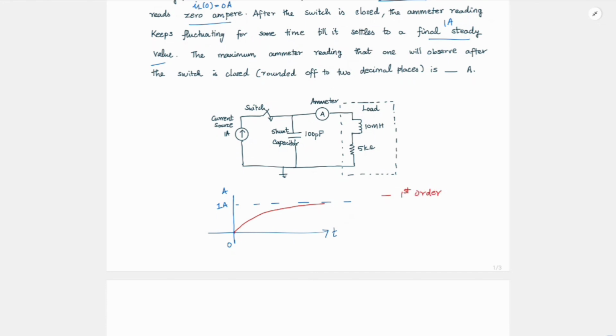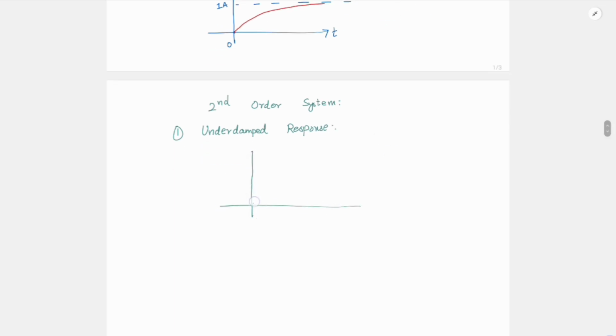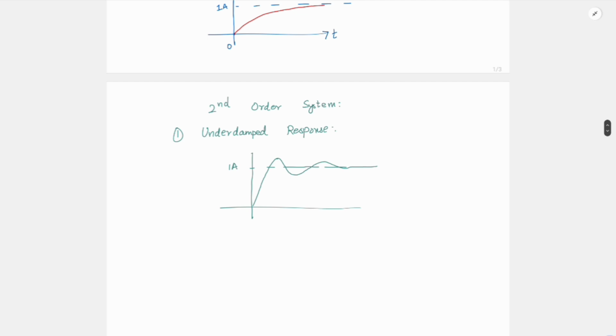Now if it is a second order system, in a second order system we have 3 types. So for a second order system, we can have an underdamped response. Right? In this case, what happens? It will shoot above that 1 ampere mark and then finally settle to that 1 ampere. So in this case, our answer cannot be 1 ampere. It should be more than 1 ampere.